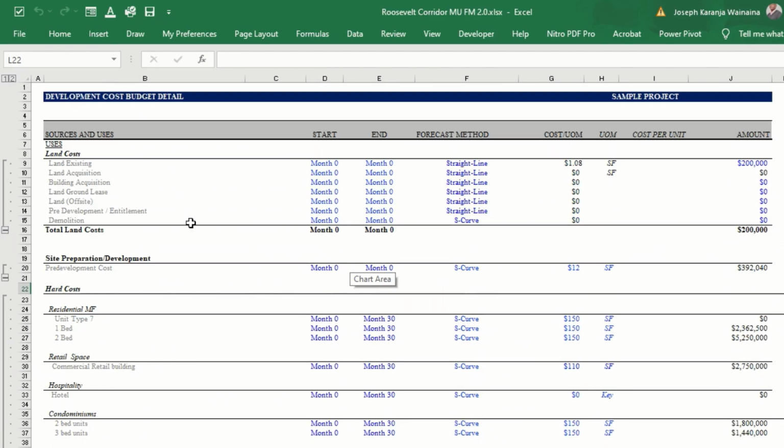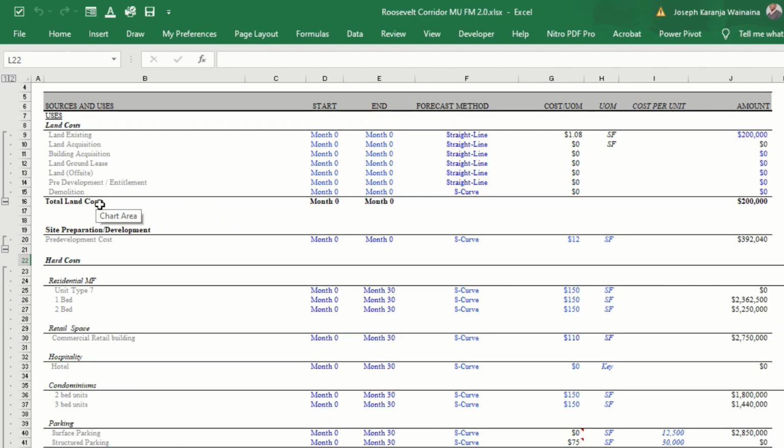We do have the sources and uses. So we do have the land costs, as you can see. So we do have tabulation for the land, each and every item for the land costs. We do have existing value. We have the acquisition, we have the building acquisition, if it's an acquisition of the building. We have the ground lease, if you're going to have a ground lease. We have the land, which is the offsite. We have an offsite portion next to the property.